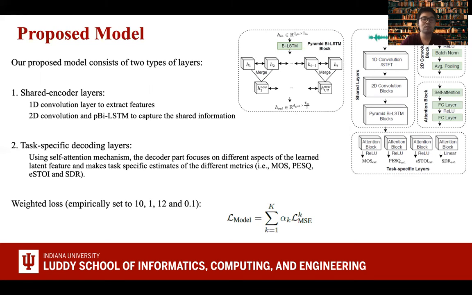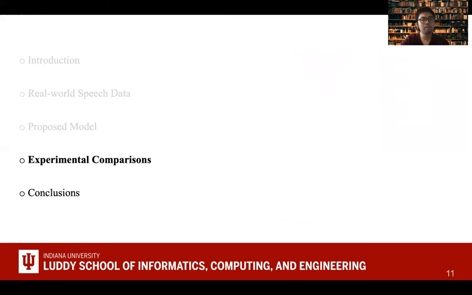Then we have the task-specific decoding layers that are based on a self-attention mechanism. The decoder part focuses on different aspects of the learned latent feature and makes task-specific estimates of different metrics. And in our study, we are predicting the human MOS, the PESQ score, eSTOI, and SDR. Finally, the entire model is updated using a weighted loss from the four targets.